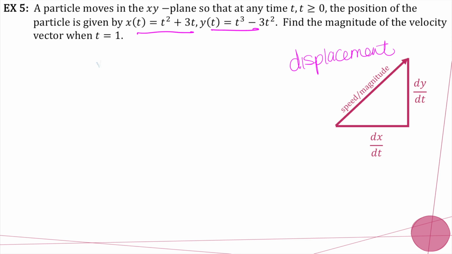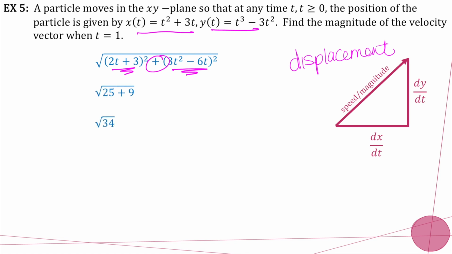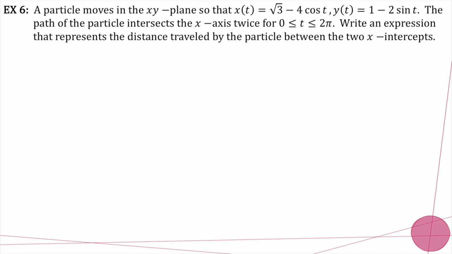So there's no need to integrate it. We're literally just putting the derivative of the x component, squaring it, the derivative of the y component, squaring it, adding them together, and taking the square root. So at time t equals 1, we've got the square root of 25 plus 9, or the square root of 34.